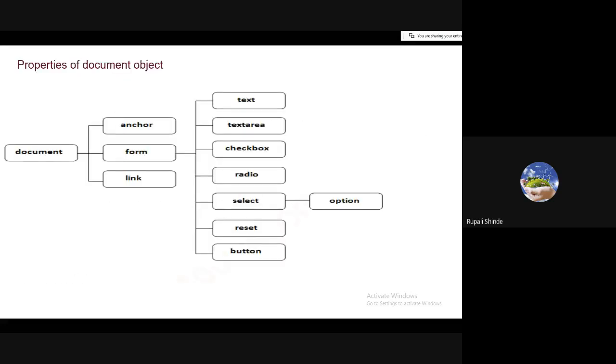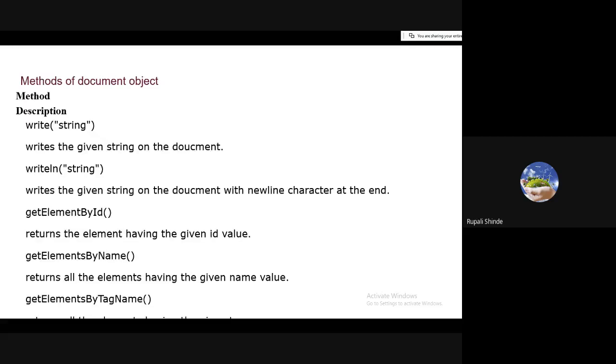Then the properties of the document object. The document object has various properties like anchor, form, link. Then again it has text area, checkbox, radio button, select button, reset button, and all these have options. These are the properties of the document object. Then we have various methods. Like properties, we have methods, and we can use them to design dynamic websites.